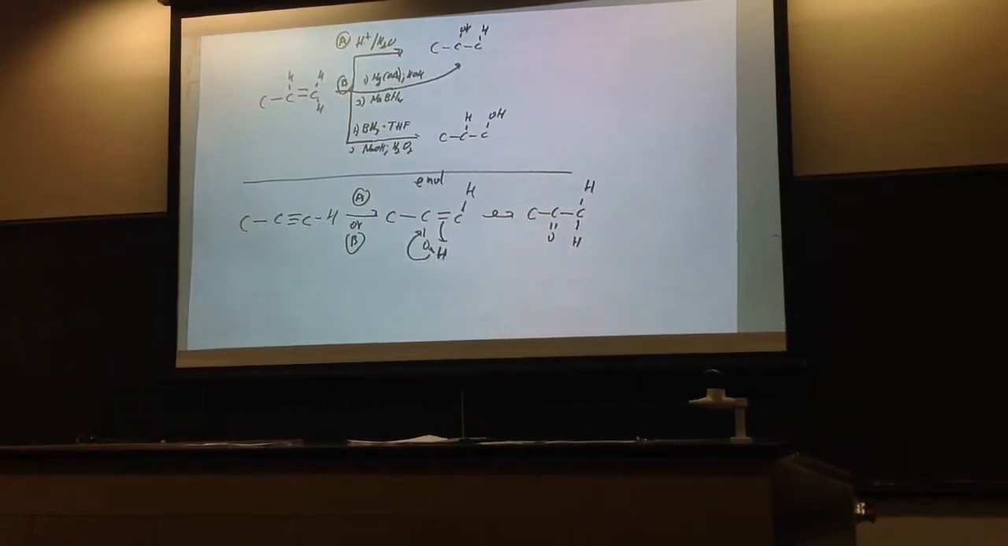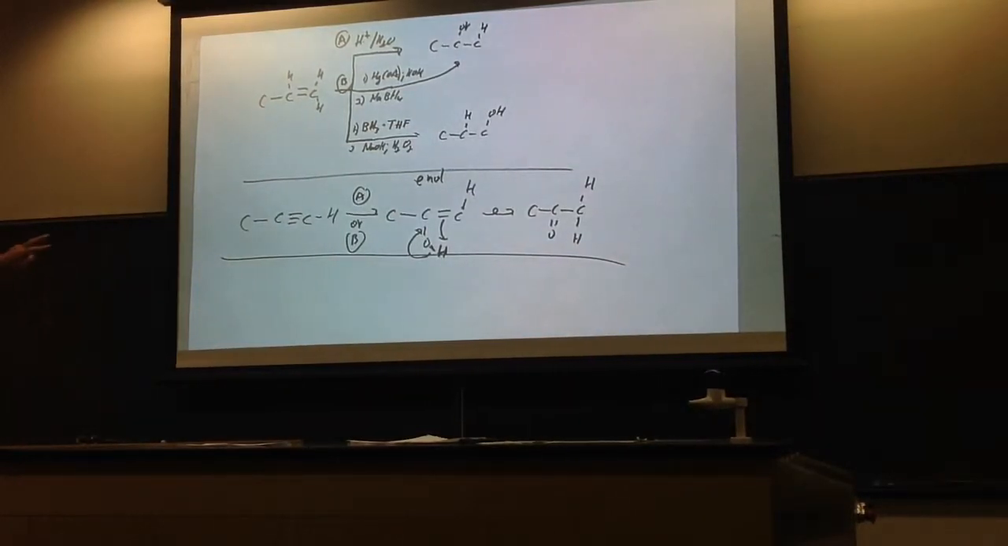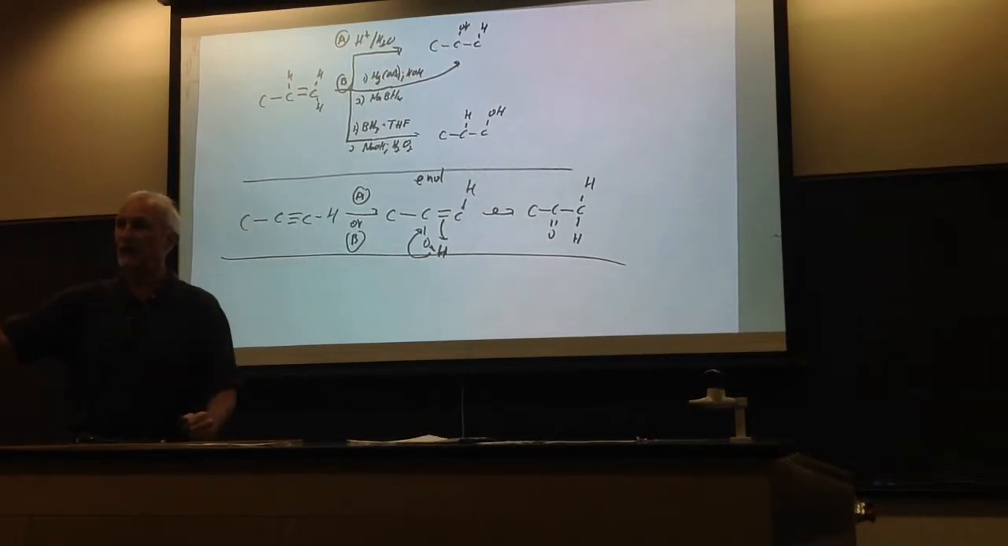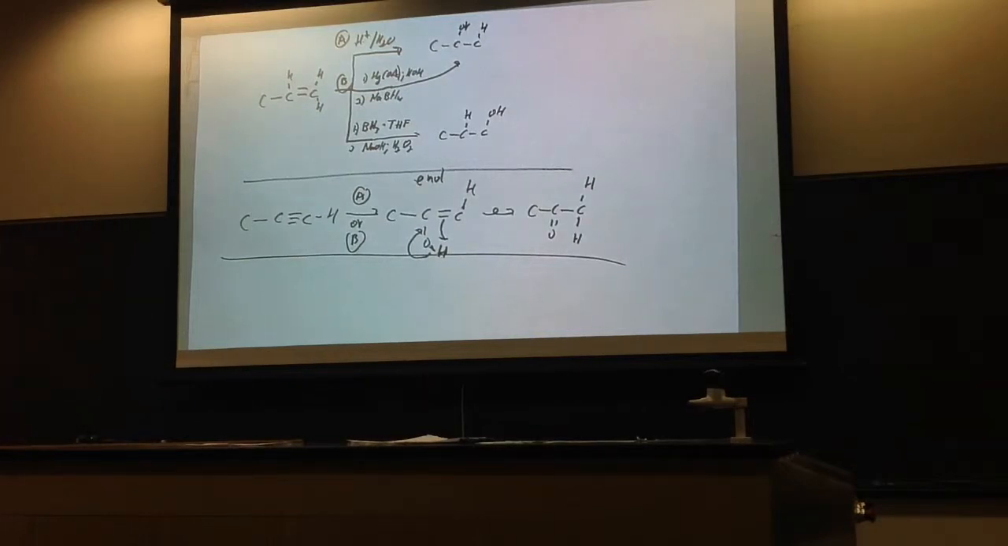So it's a little bit different with alkynes. Most of the time, with 2 pi bonds, you can add 2 moles across those 2 pi bonds. But if what you're trying to add is water, you can't do that. You can only add 1 mole. Before that second mole of water can react, it rearranges. Okay. So, you try to keep that in mind.